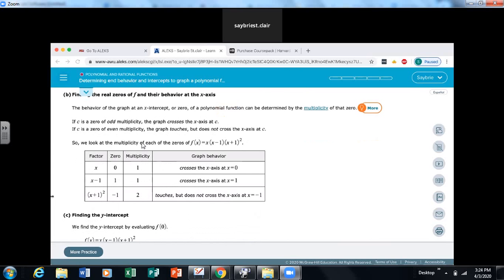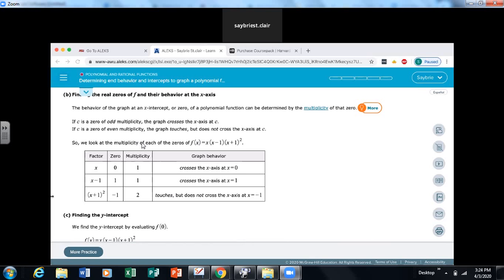Zeros: x equals 0, x equals positive 1. Does that make sense? Those are the roots, the numbers that make you zero when you plug them in. That's not too bad. Multiplicity, there's 2 of them because you got x plus 1 squared, so -1 has a multiplicity of 2.